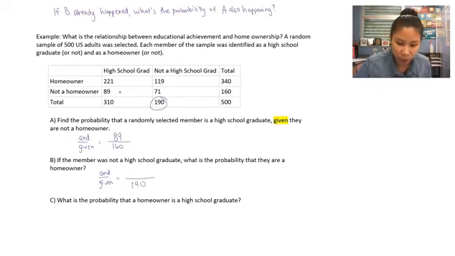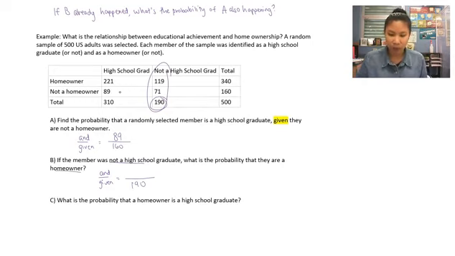Okay, and since we're focused on this column of non-high school grads, we're looking for not a high school graduate, but they are a homeowner. What is the probability that they are a homeowner? So that would be the 119. So 119 over 190 would be our probability.